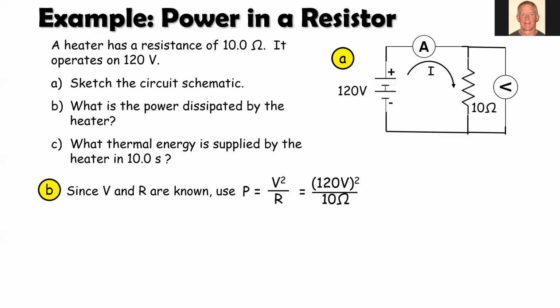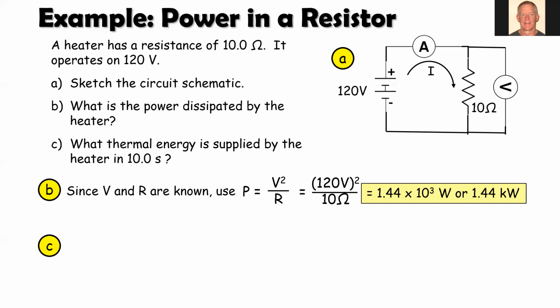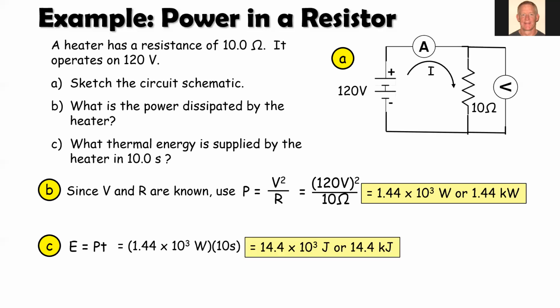So let's plug that into our formula. And we're going to get a fairly large number here. 1.44 times 10 to the third watts, or 1.44 kilowatts. And it makes sense. The whole purpose of a resistance heater is to generate heat. And that's what happens. We lose 1.44 kilowatts at any instant in time through the resistor. Now, to find the thermal energy, we know that energy equals power times time. So we're just going to take our 1.44 kilowatts and multiply it by 10 seconds. And we get 14.4 times 10 to the third joules, or 14.4 kilojoules.